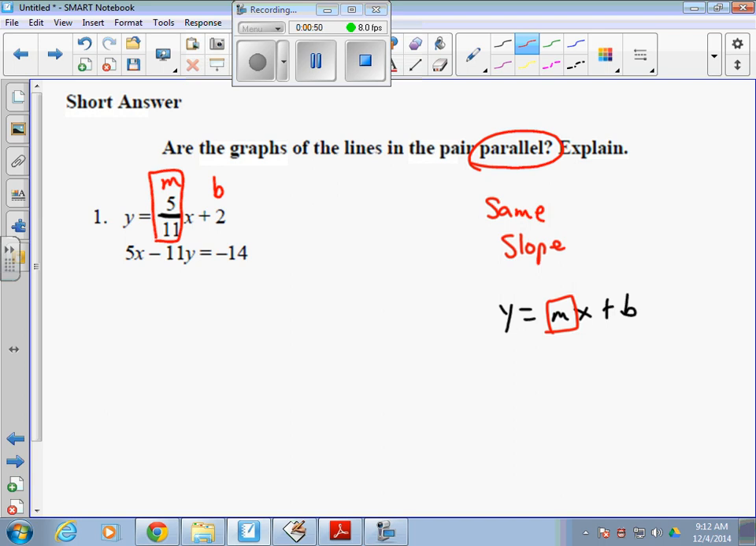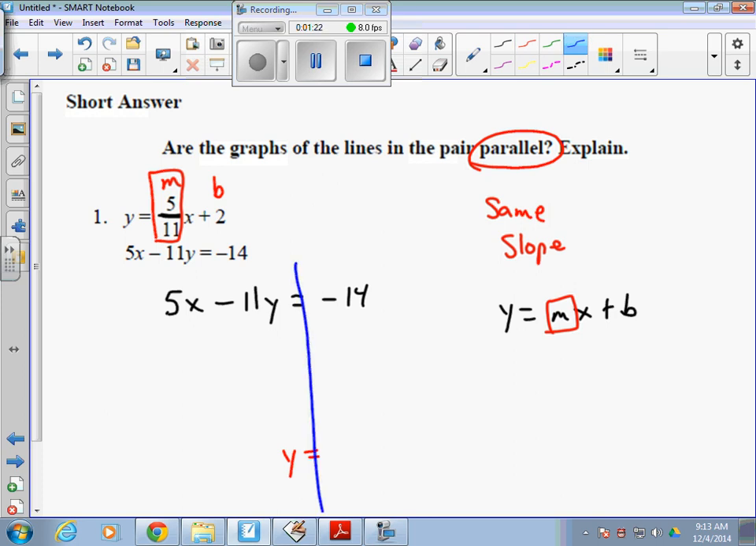It's 5 over 11. Therefore, the second equation, in order for them to be parallel, its slope has to also be 5 over 11. Now, you can't as easily see the slope in this second equation because it's not in slope-intercept form. So in order to determine if it has the same slope, we have to solve for y to make it say y equals mx plus b. We know how to get y by itself.